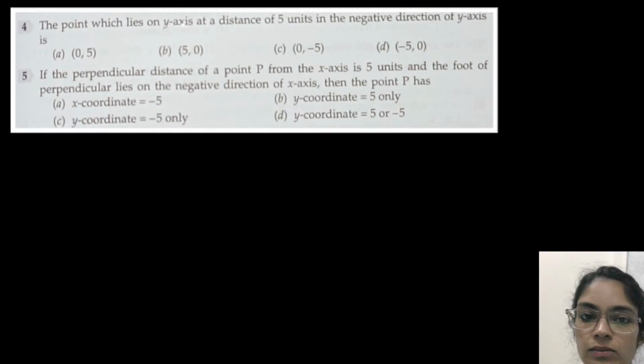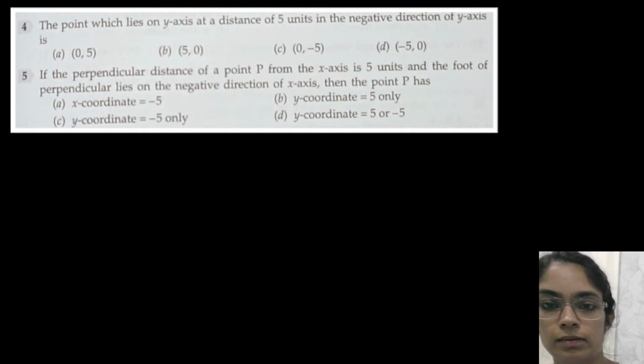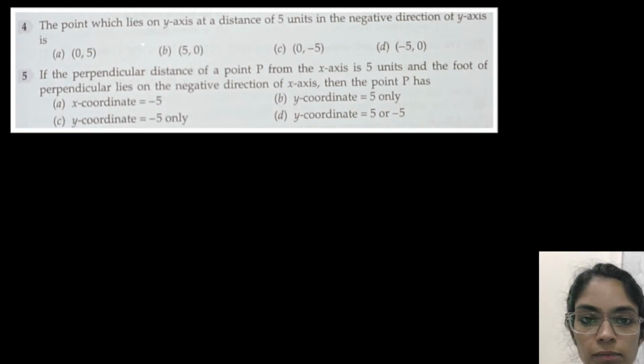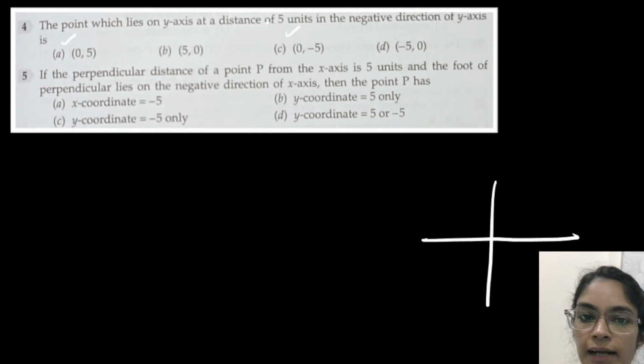The point which lies on the y-axis at a distance of 5 units in the negative direction. So, which point is it? At the y-axis, first of all, we know the x value will be 0. So either A or C are the possibilities. But we have to understand the point lies on the y-axis at a distance of 5 units in the negative direction of the y-axis.